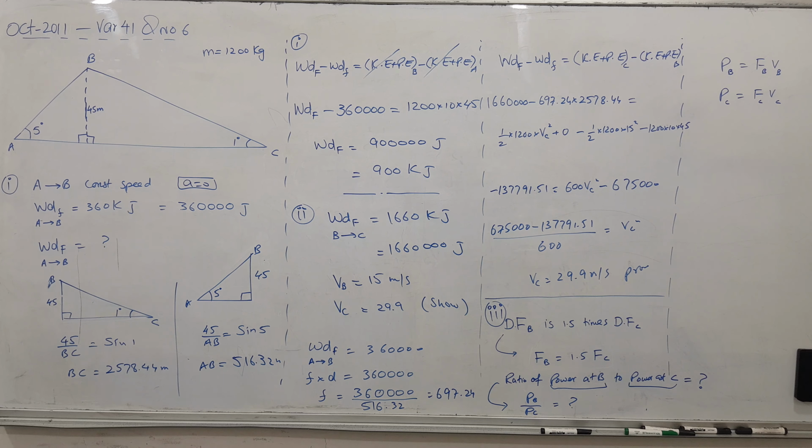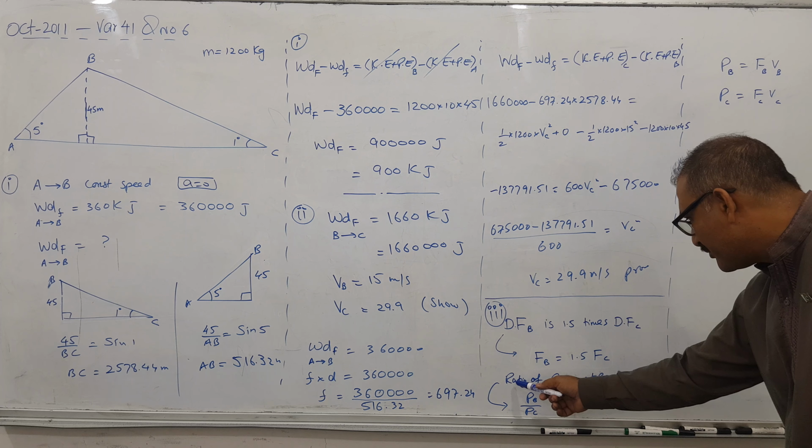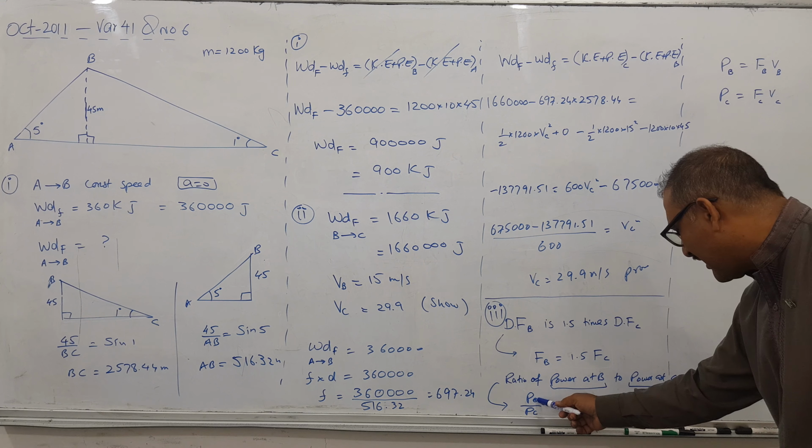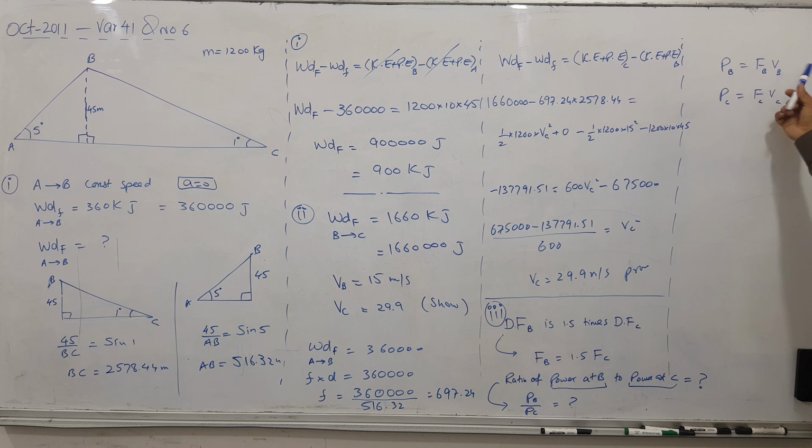Okay, the last part is here. The driving force at B is 1.5 times the driving force at C, as given in the question. So force FB is 1.5 times FC. The question asks for the ratio of the power at B to the power at C. Ratio means dividing, so power at B on top and C below. The formula for power is F into V. I found both, and then divide them.